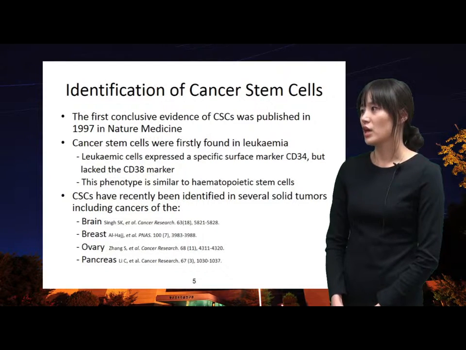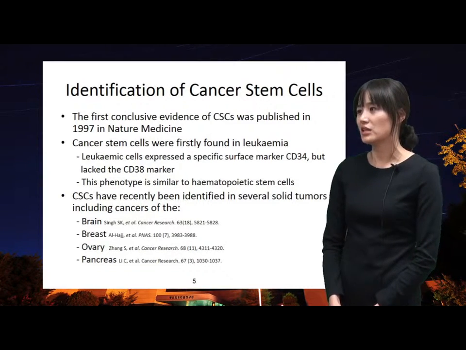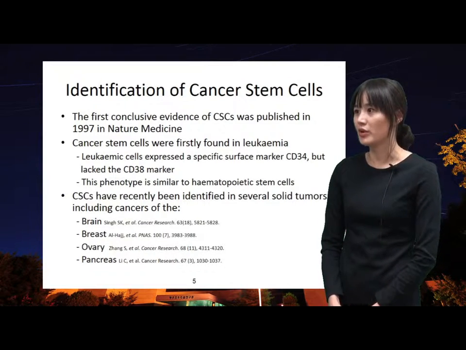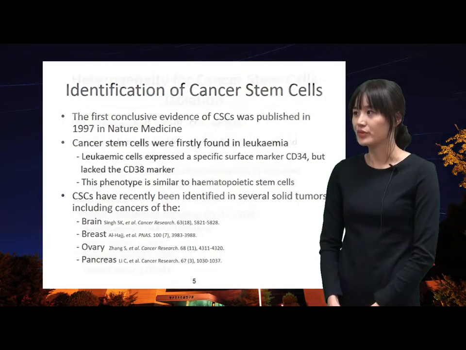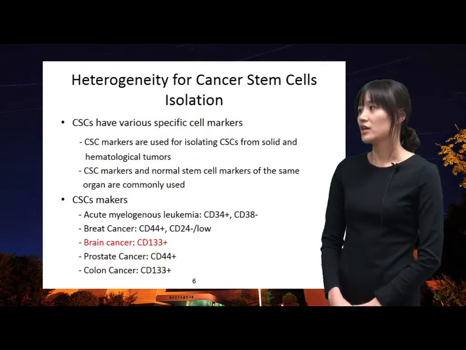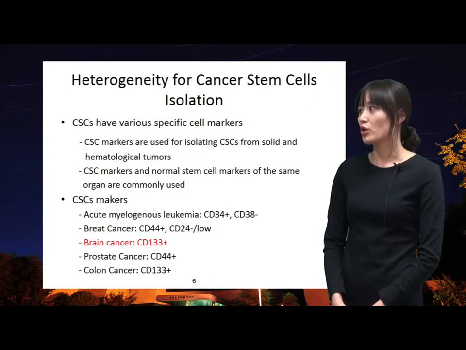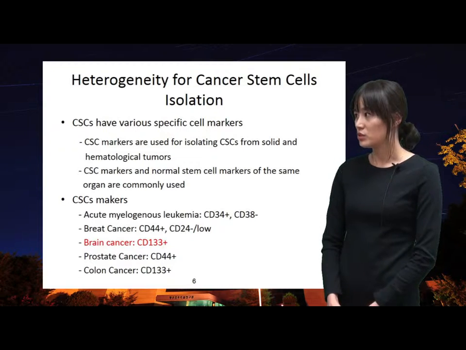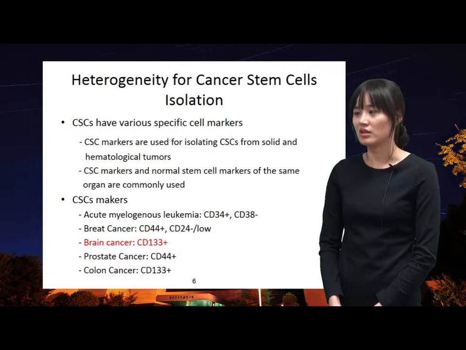Besides leukemia stem cells, to date, cancer stem cells have recently been identified in several solid tumors, including cancers of the brain, breast, ovary, and pancreas, and so on. To identify cancer stem cell properties more exactly, cancer stem cells needed to be isolated in the tumor tissue. So, for isolating cancer stem cells, we needed to understand the heterogeneity of cancer stem cells.